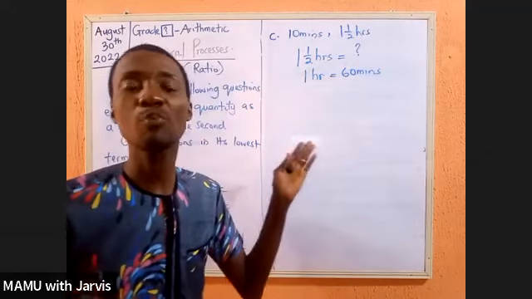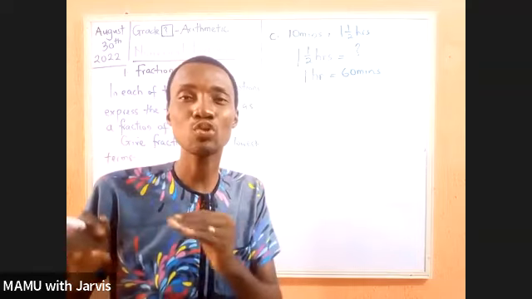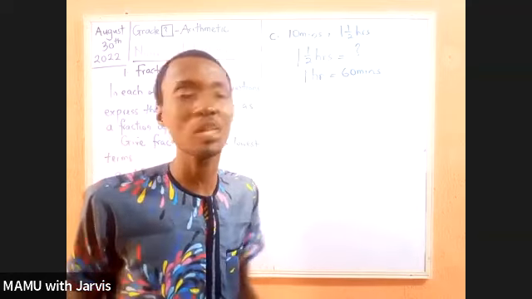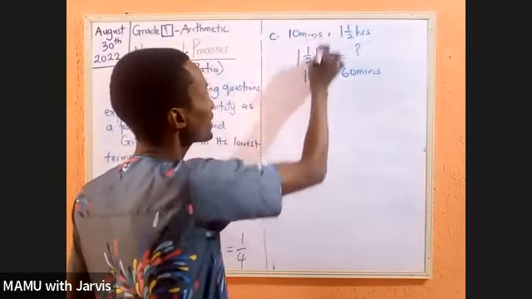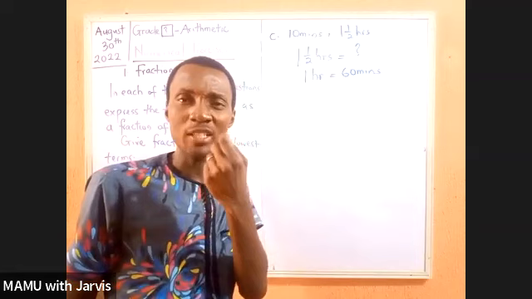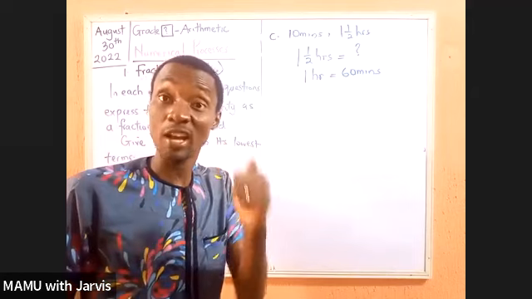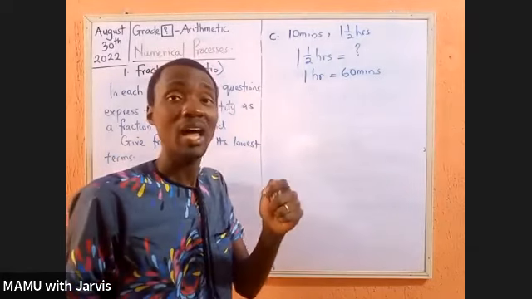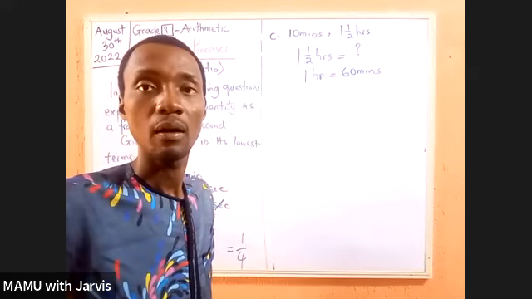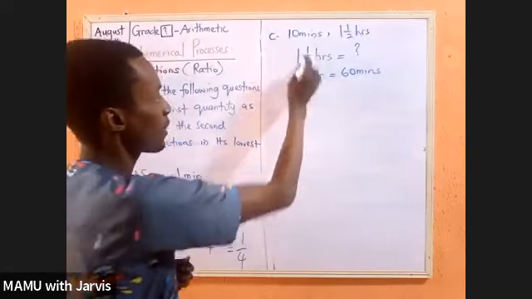Please, when you're solving problems of this nature, don't be in a hurry. Take time. As you keep doing it, you're sharpening your processor to help you solve problems quickly. Now, I'll convert this to an improper fraction. There are two ways we express a mixed fraction. We can either express it as a mixed fraction or as an improper fraction.